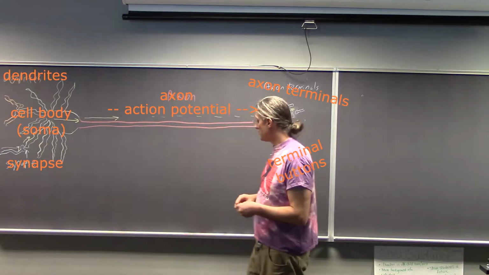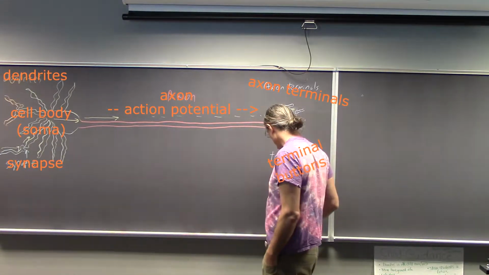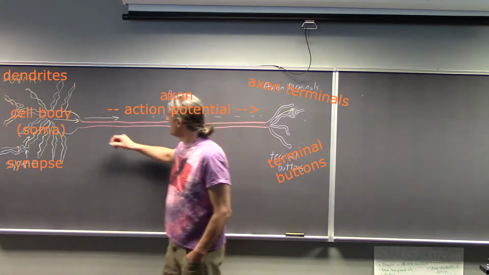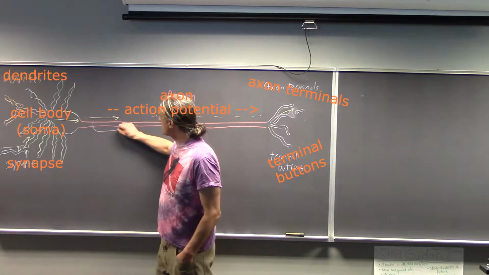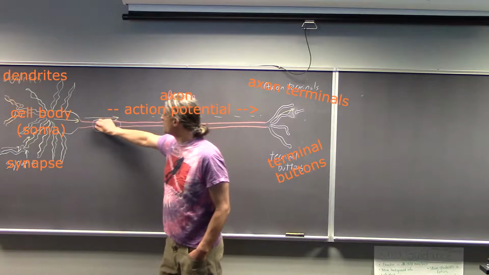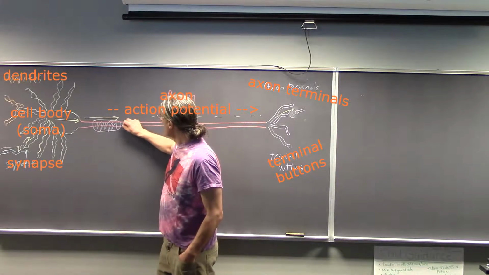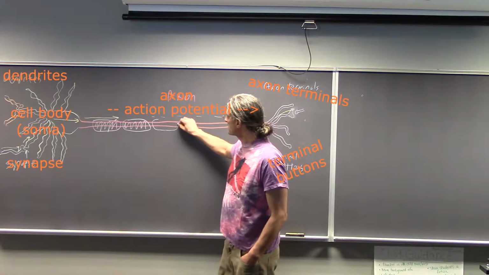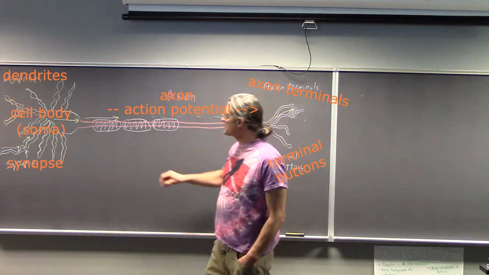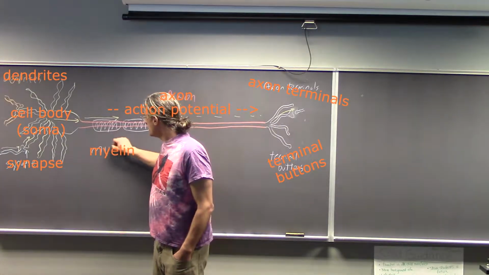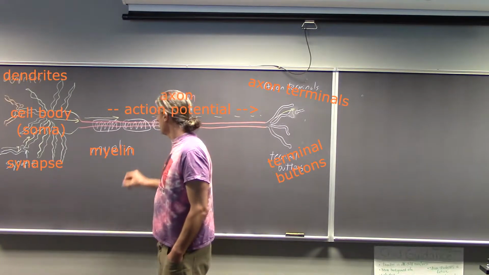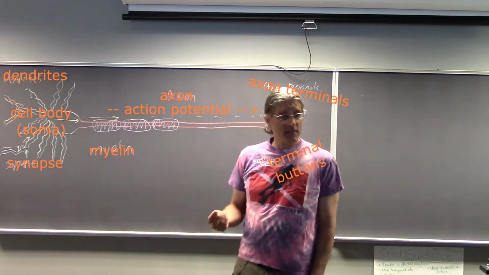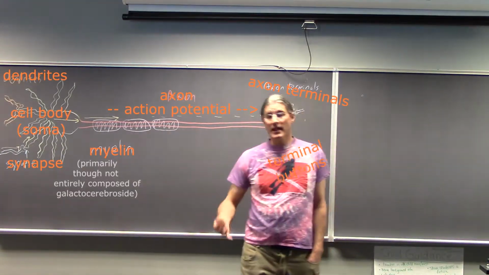And one of the additional complications is this thing called myelination. So these axons are actually wrapped in insulation. And the insulation consists of cells that supply myelin, which is a lipid, which is something that is an electrical insulator.